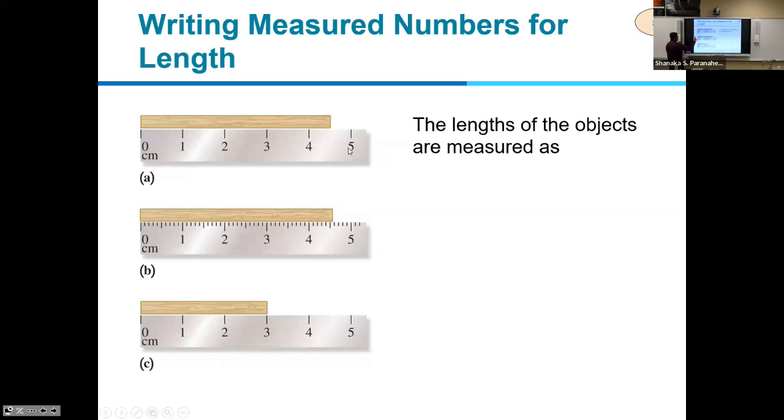So what is the length of this piece of wood? What is the length of the first one?